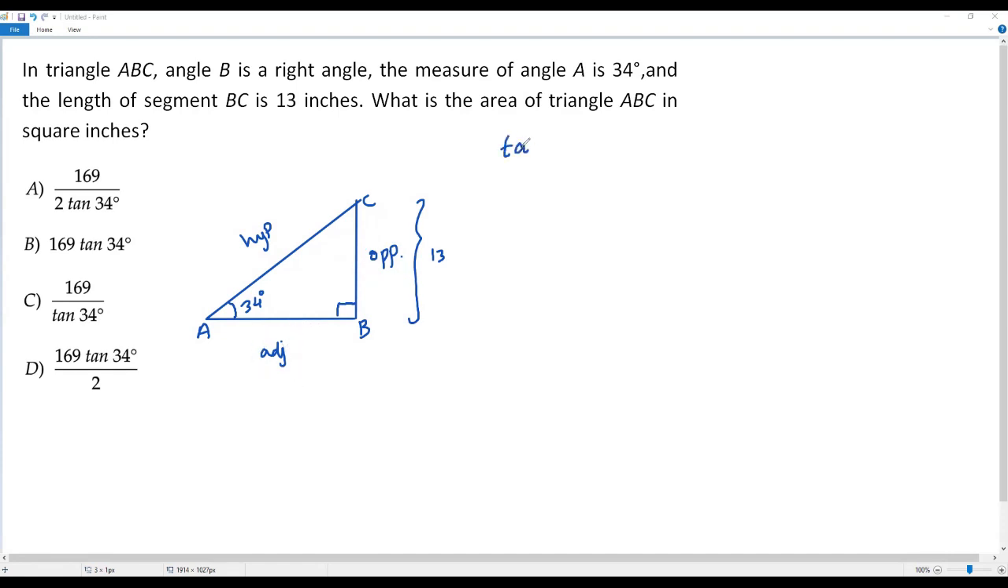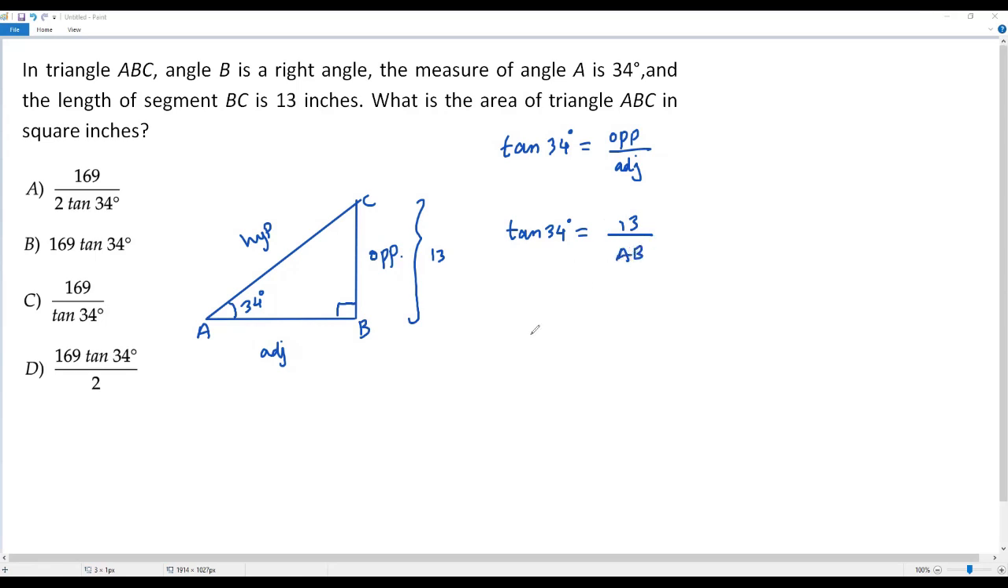Let me write the stuff over here. Tangent, and we have to consider this angle measure. Tangent 34 degrees is equal to opposite side over adjacent side. Let me write it over here. According to SOH CAH TOA, tangent 34 degrees equals the length of the opposite side, which is 13, over the length of the adjacent side, which I do not know. We can write it as AB.